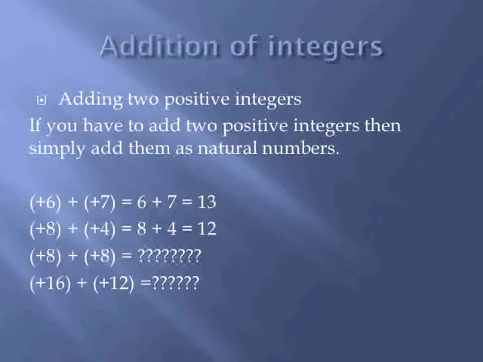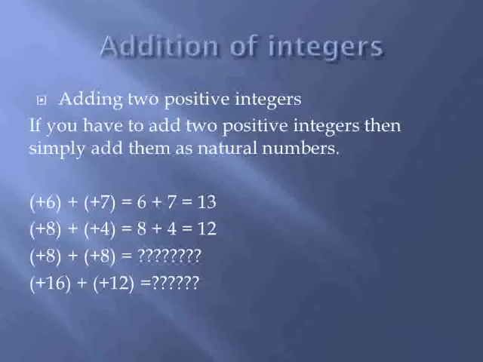Let's take an example. If there is +6 and +7, this is a positive integer, and this is also a positive integer. Now take the numbers 6 and 7, which equals 13. You get the answer. And 13, with no sign before it, automatically tells us it is positive. 13 means +13. Now take the second example, +8 and +4.